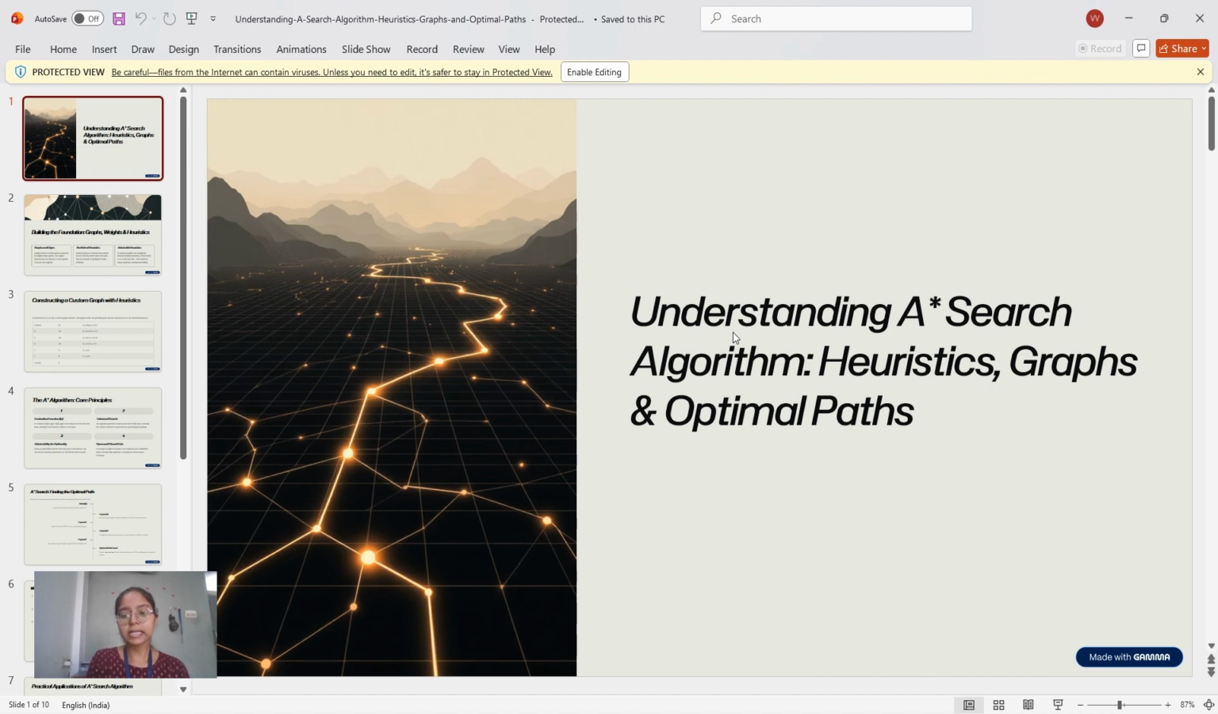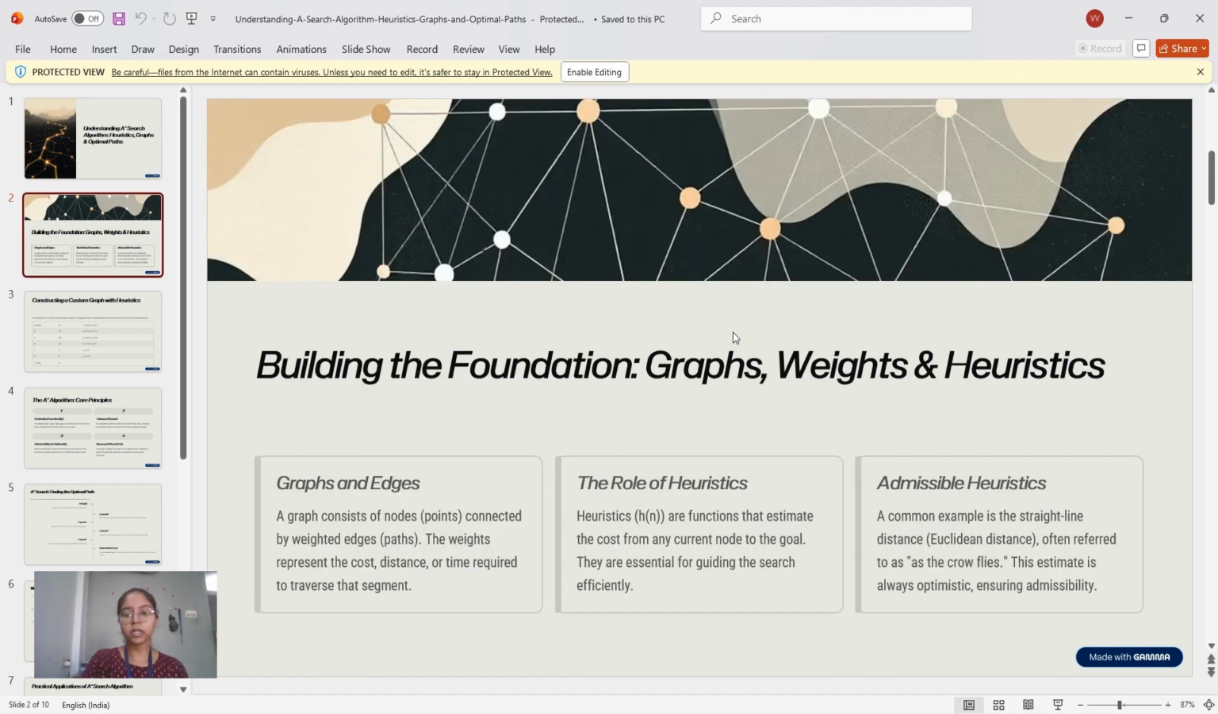Before understanding A-star search, we need to understand what graphs, nodes and weights are. Each graph is usually made of nodes connected by edges. Each edge has a weight representing the cost, distance, or time. To make A-star search efficient, it uses a function called the heuristic function, denoted as h of n, that estimates the cost from the current node to the goal node. A good heuristic must be admissible, meaning it never overestimates the true cost.